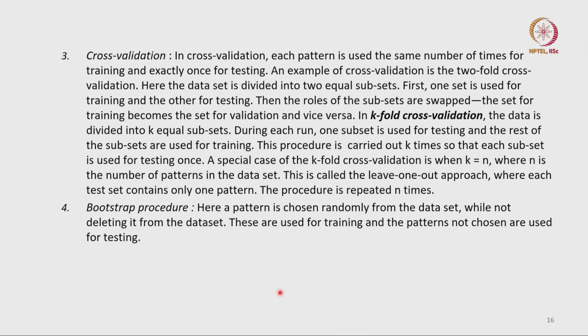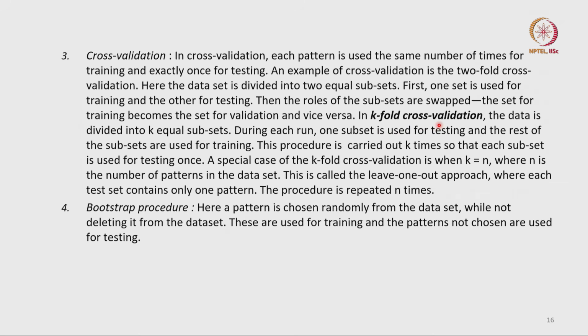The third one is called the cross validation. What you are doing in the cross validation is that each pattern is used the same number of times for training and exactly once for testing. So, in the twofold cross validation, you divide it into two subsets. You use one for training and the other one for testing. Then you do vice versa, that is, you use the second one for training and the first part for testing, and then take the average of the two.